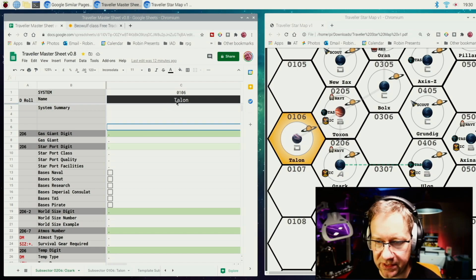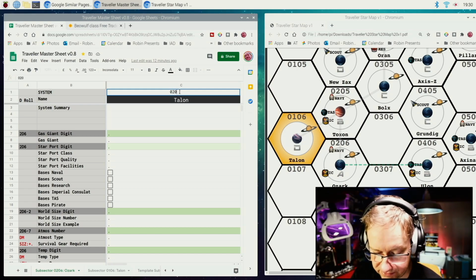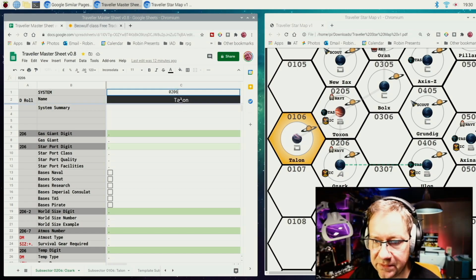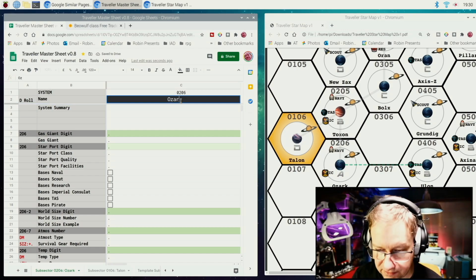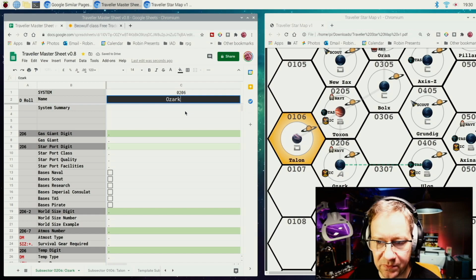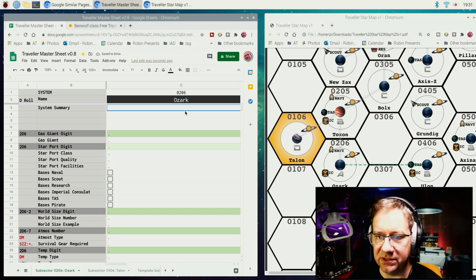So yeah, it's still got the old name in the top there, but this is 0206. So I'll just start typing it in, 0206, and the name is Ozark. I haven't got a name for the planet in there yet, because that's what we're now rolling up, the major stellar object where people reside in this area.